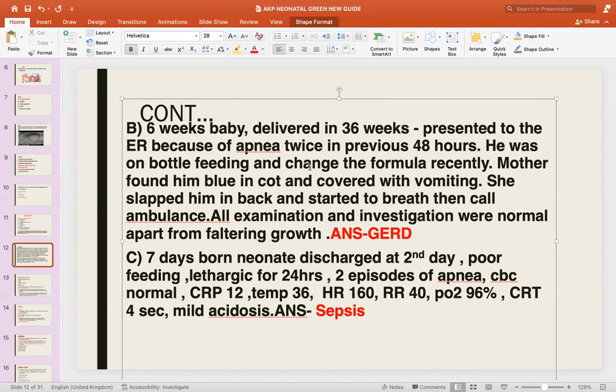Okay. 7-day born, discharged on the second day, so that means it was maybe NVD. Poor feeding, lethargy, and 2 episodes of apnea. CBC normal, CRP 12, slightly raised. Temperature 36, hypothermic. What is the normal temperature in a neonate? 36.5 to 37.5 degrees centigrade. Right, so 36 is low. Heart rate is 160, tachycardia. Respiratory rate 40. Oxygen saturation 96%. Capillary refill time 4 seconds. What does it mean? Prolonged. Very good. Mild acidosis. Answer is sepsis.